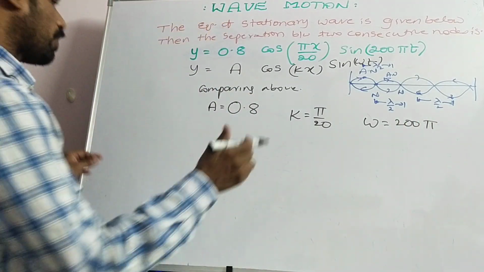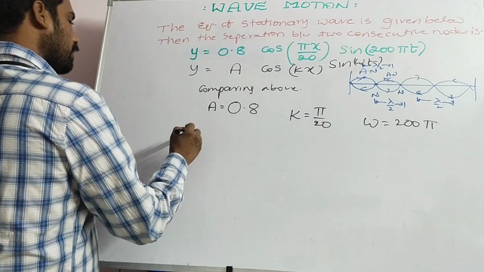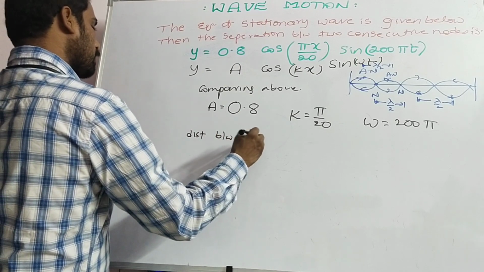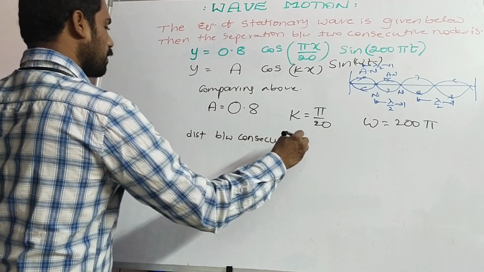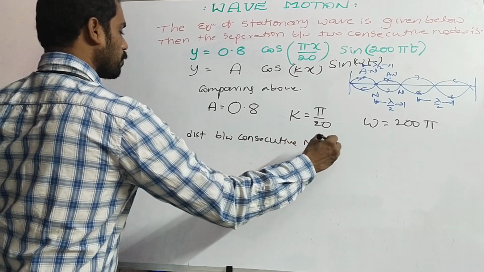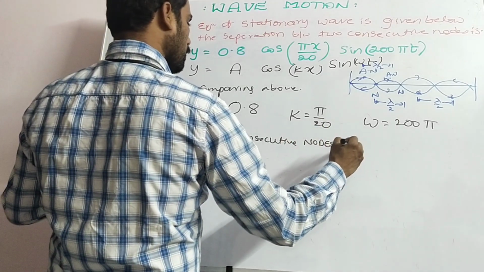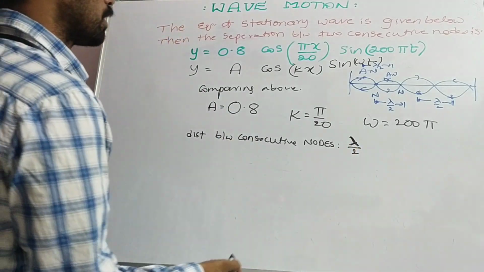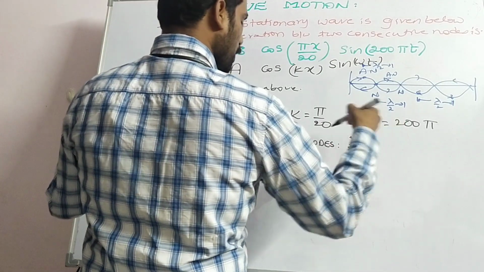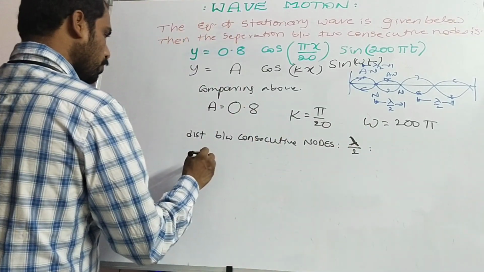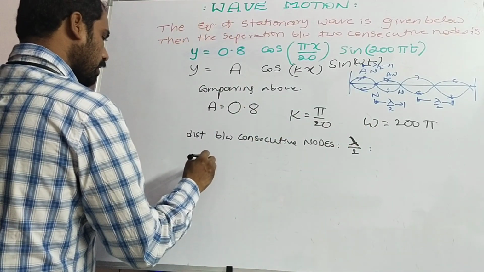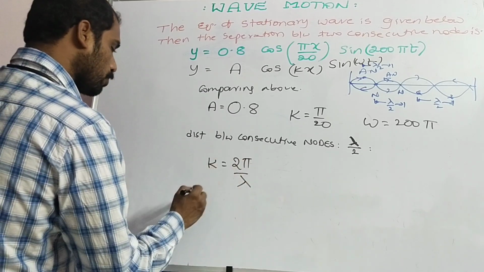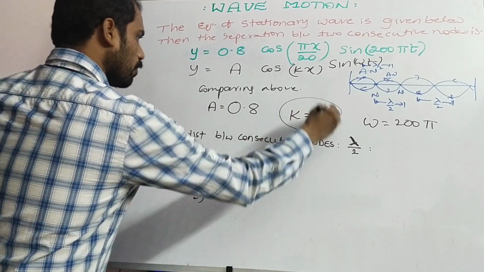But now we have to find the distance between consecutive nodes. The distance between consecutive nodes is lambda by 2, so we have to find lambda. Of course, we know k is equal to 2 pi by lambda. That implies, what is the k here?